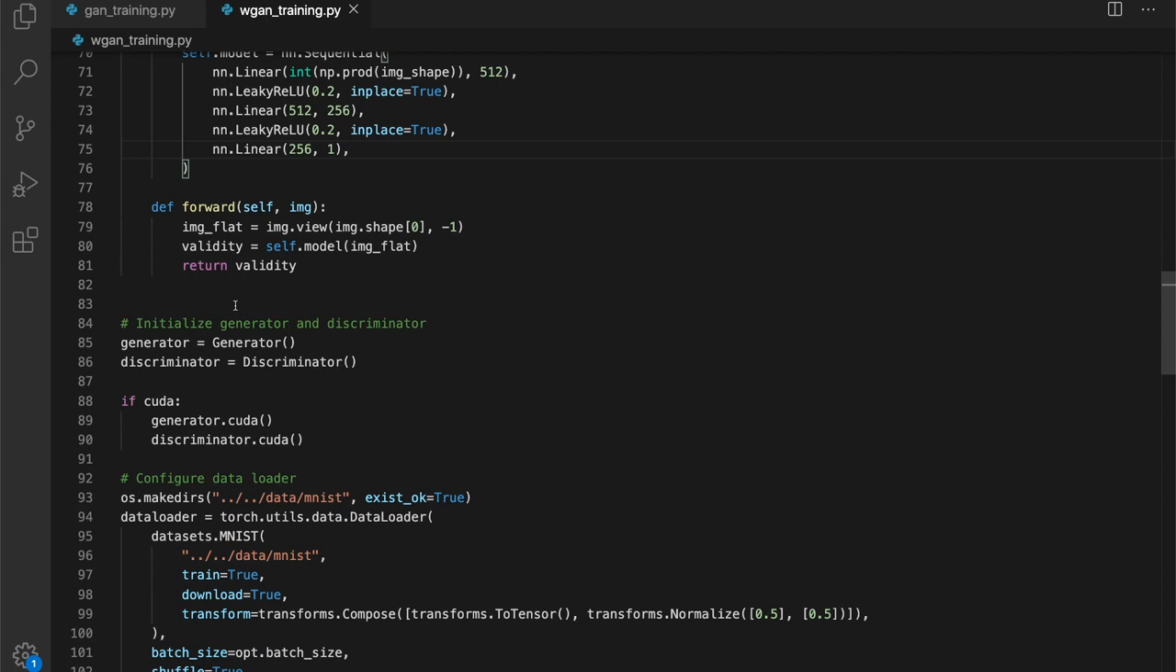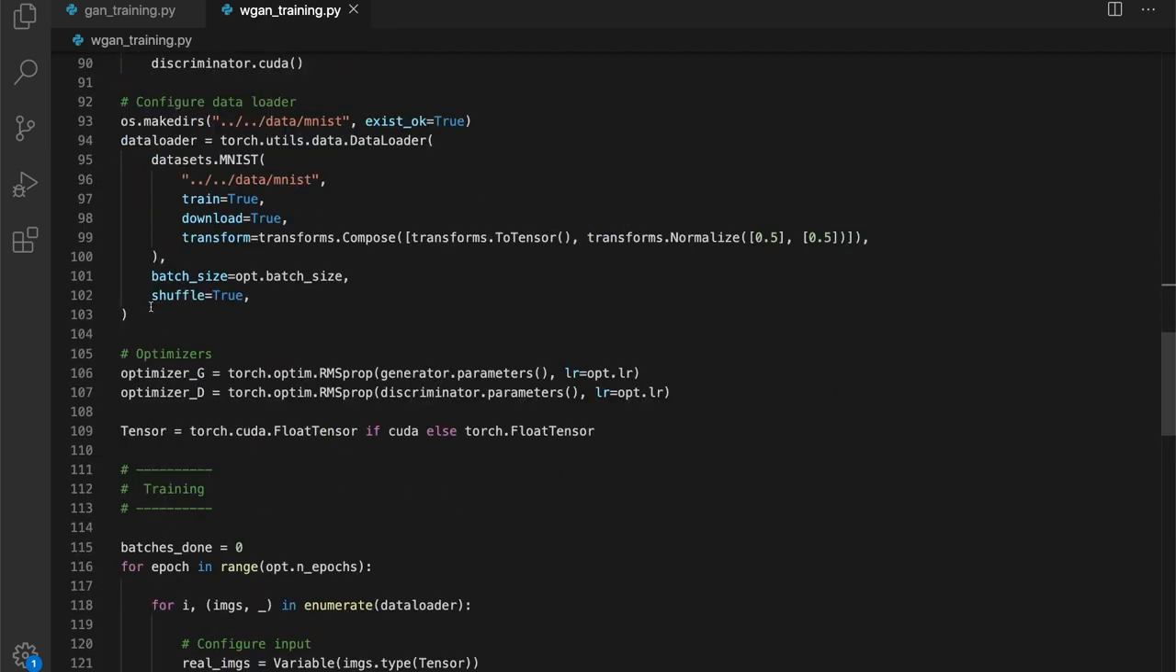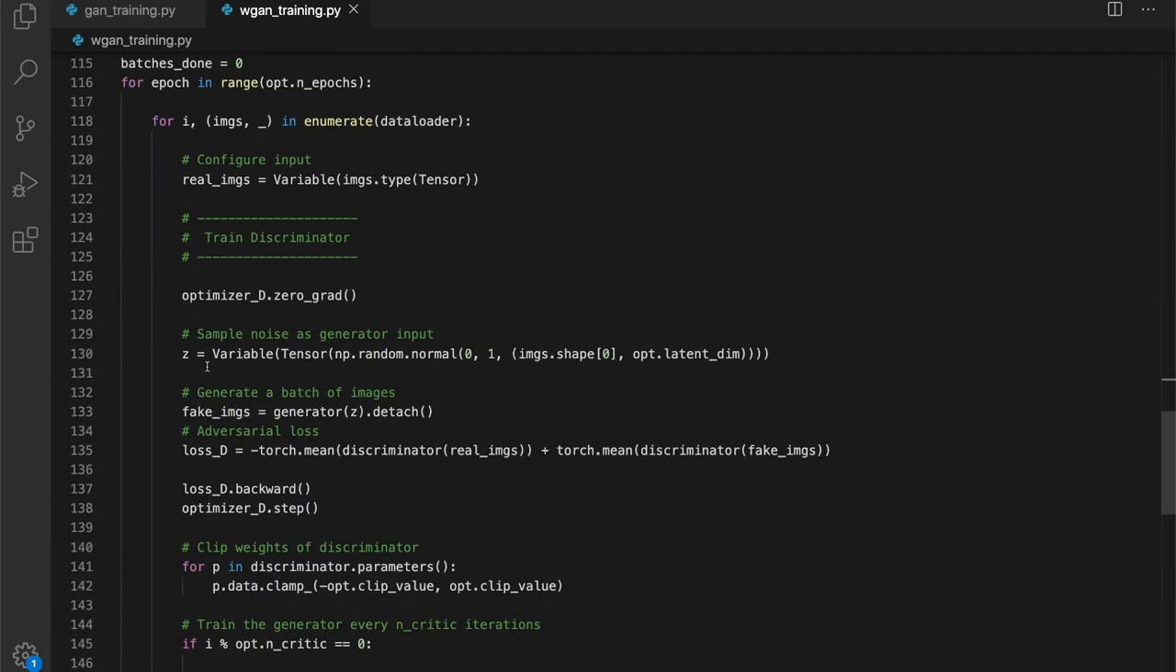Next, let's take a look at the training loop. The optimizers that we have remain the same as we had in the earlier setup. The only thing that has really changed is the loss functions. Now, the loss function for the discriminator computes the mean over the predictions for the real images and the predictions for the fake images. Notice that we don't have any sort of cross entropy loss or anything else at this point. It's simply a negative of the mean of the scores for the real images and a mean over the scores for the fake images.